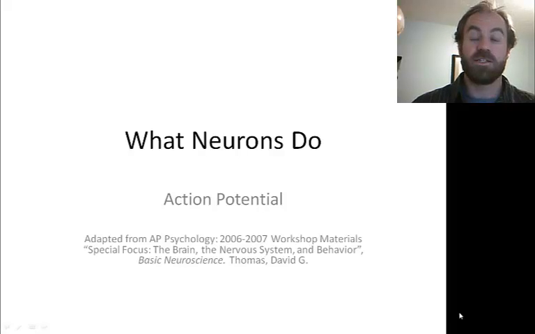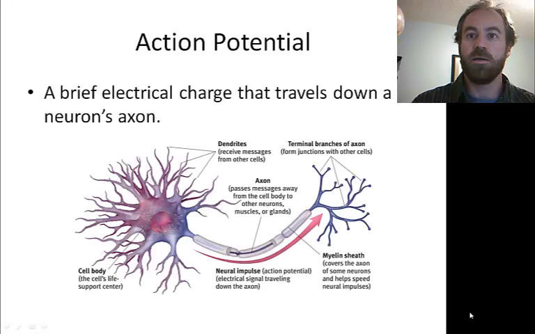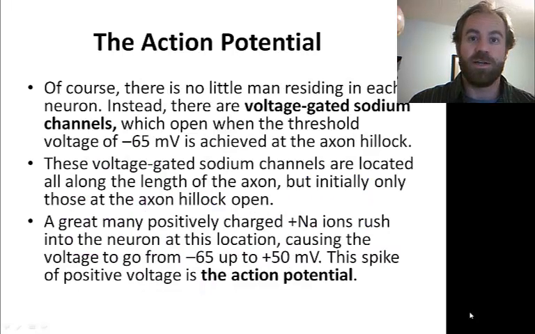So finally, let's discuss the actual firing of the neuron, the action potential. The action potential is just a brief electrical charge that travels down the neuron's axon. Obviously there is no real little man residing inside the neuron. Instead, there are what we call voltage-gated sodium channels, which open when the threshold voltage of negative 65 millivolts is achieved at the axon hillock.